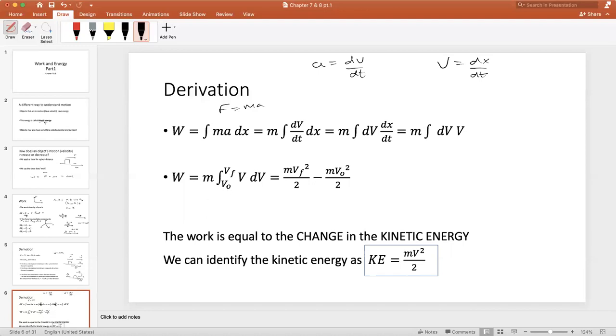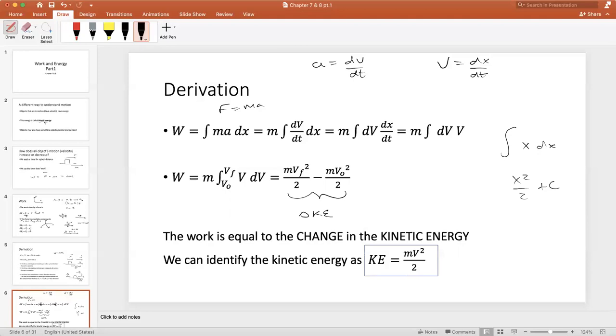If I put the limits as v initial, v final, and I remember that the integral of x dx is x squared over 2 plus a constant for the indefinite integral. For a definite integral, it's x squared over 2 from x initial to x final. So when I plug this in, I see that I get this term. And this term I identify as the change in the kinetic energy. So the kinetic energy of a particle is its mass times its velocity squared over 2.